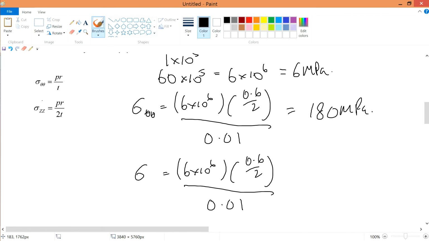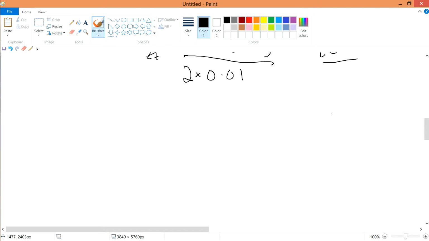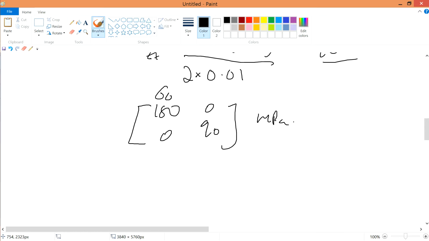Now as for sigma zz, the longitudinal stress: just now was the hoop stress, which is PR over T. Our longitudinal stress is PR over 2T, so it's 2 times 0.01, and the rest are the same. What we have is 90 MPa. Therefore I can write my principal stresses as 180 and 90 MPa, with 0 for the shear stress. This is our theta theta, and this is my zz.